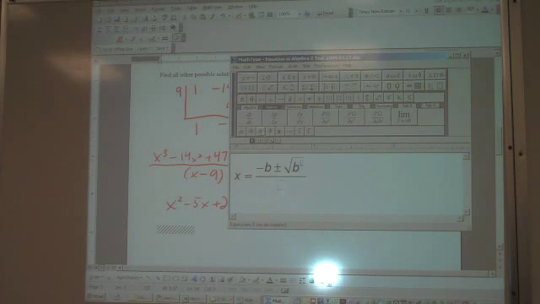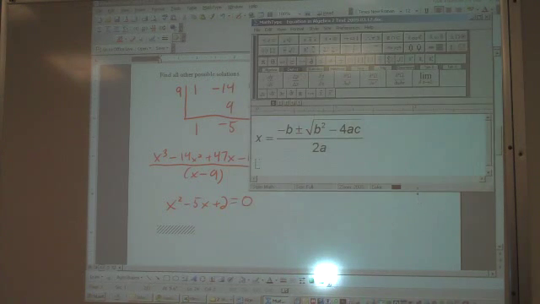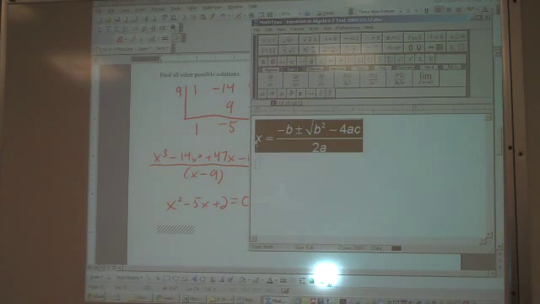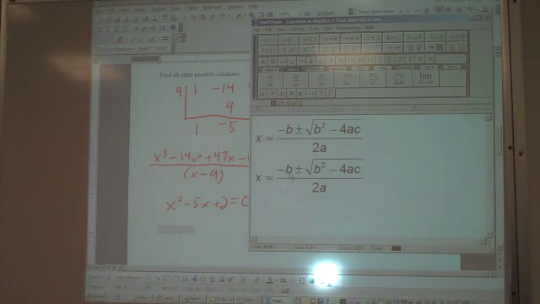Squared minus 4ac over 2a. Very good. Over 2a. Okay. What is my a, b, and c from x squared minus 5x plus 2? 1, -5, and 2. What Dean said. Okay. Now, B is -5, so the negative of B will just be positive 5.